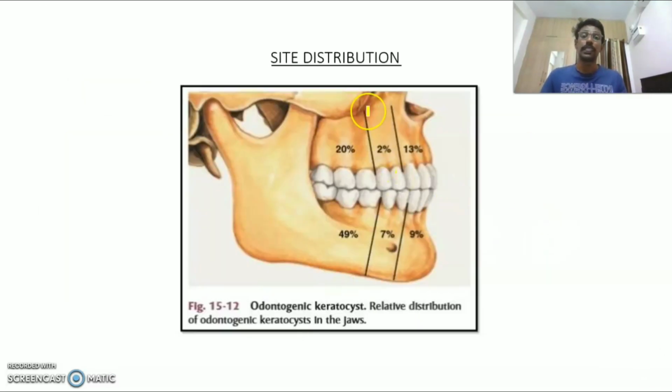So I'm coming to the site distribution. What is the prevalence of this cyst according to the region? As I said before, it is most commonly seen in the posterior mandible. 49% of cysts arise in the posterior mandible, followed by the posterior maxilla with 20%. Next, the third most common region will be the anterior maxilla and the anterior mandible, and the least common sites will be the premolar region of the mandible and the premolar region of the maxilla.